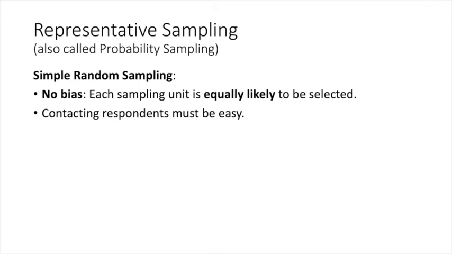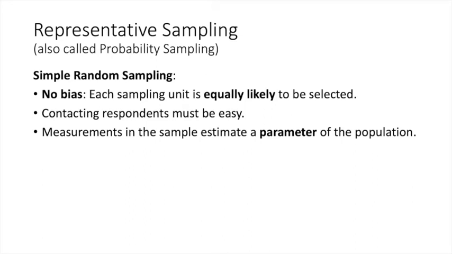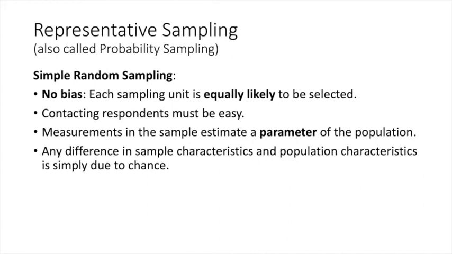Otherwise, the sample will overrepresent easily contactable sampling units. Such a probability sample will estimate a parameter of the original population. Now here a parameter is some property of the population that we want to estimate. A common parameter of any population is the mean value for a certain characteristic. So for example, we may want to estimate the mean water consumption in a population. In such conditions, the sample calculated will be random, and any difference between the sample and population characteristics is simply due to chance and not due to some systematic bias.